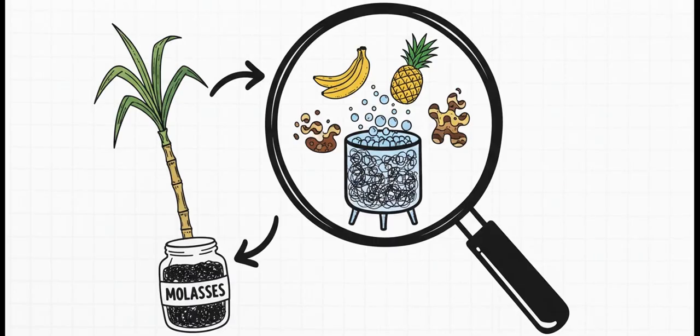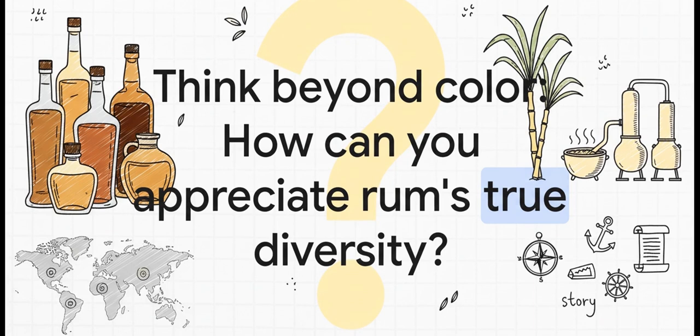We've really only scratched the surface here. That choice of raw material and, crucially, the style of fermentation have a massive impact on the final spirit's flavor. And that is exactly what we are going to cover in our next explainer. So the key takeaway here is to start moving beyond those simple color categories. To truly appreciate rum, you have to understand its immense tradition-driven diversity, which is defined by its place of origin and its production method. In short, start thinking about rum not by its color, but by its story.